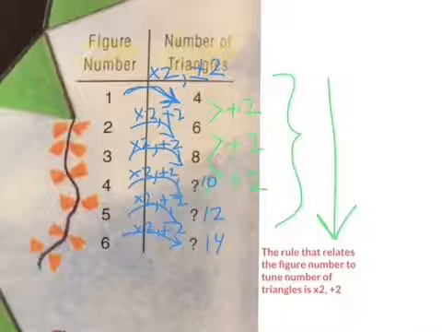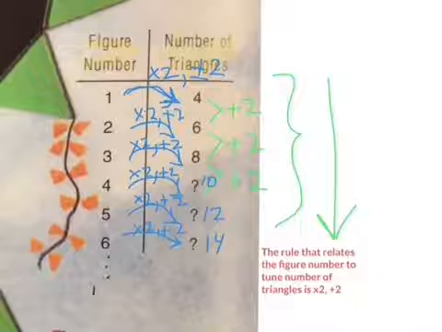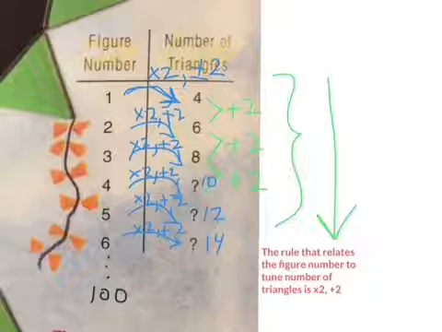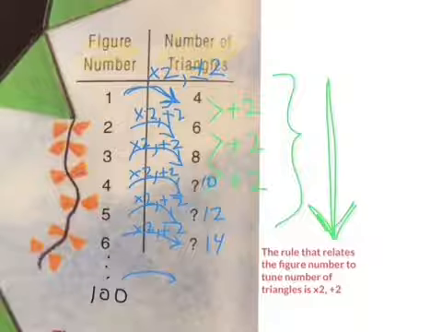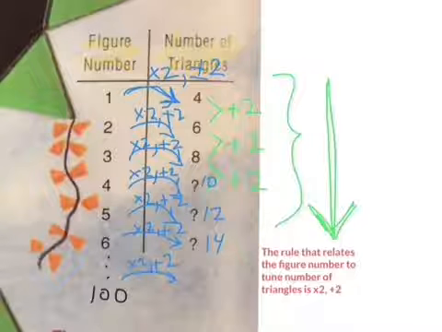And the reason this is helpful is that sometimes there might be a question that says, okay, how many triangles will we need for figure number 100? I don't want to have to add by 2 all the way down 100 times. So then I apply the rule that relates the figure number to the number of triangles. And the rule is multiply by 2, add 2. Figure number 100, if we were to draw it, would have 202 triangles.